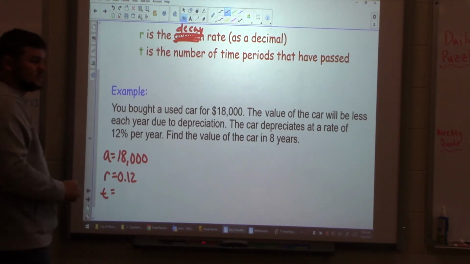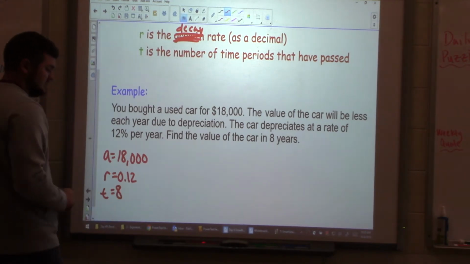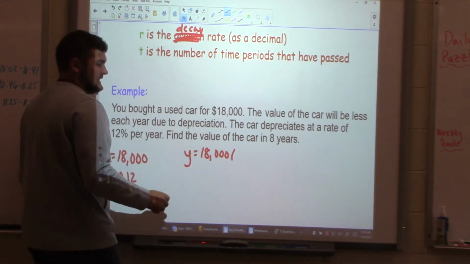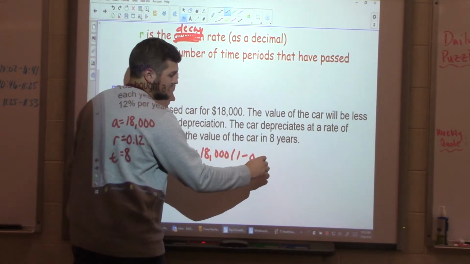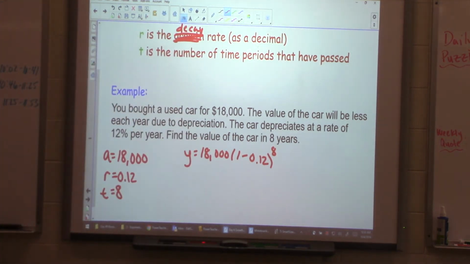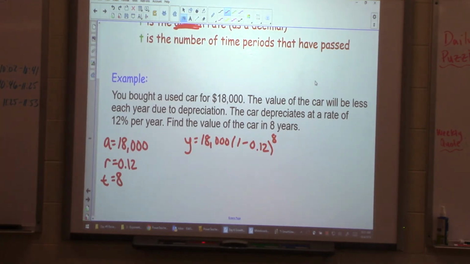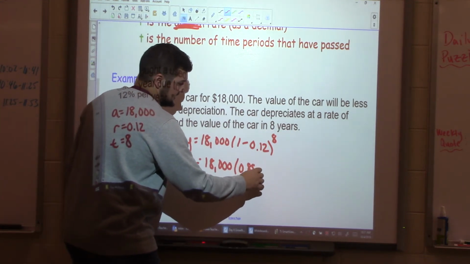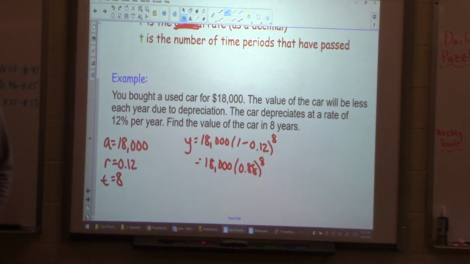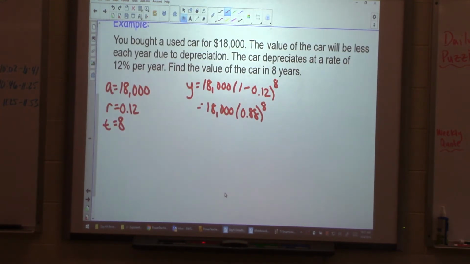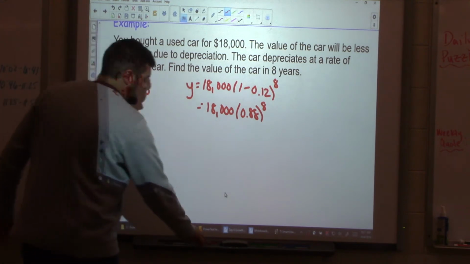And then our time, how long are we looking for? 8 years, so 8. So plug that in, y equals 18,000 times 1 minus 0.12 to the 8th power. Right? And 1 minus 0.12 would be the same as 18,000 times 0.88 to the 8th power. Right, 1 minus 0.12 is 0.88. So go ahead and throw that in your calculator. We want to know how much this car is going to be worth after 8 years.